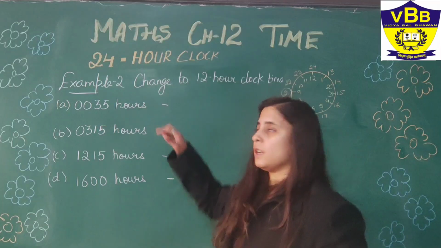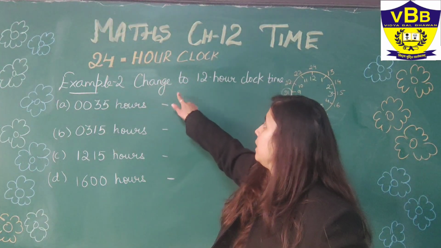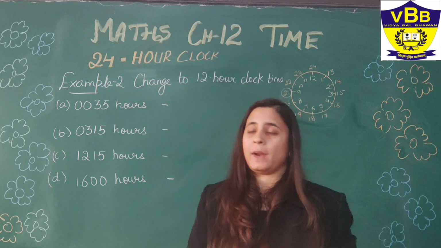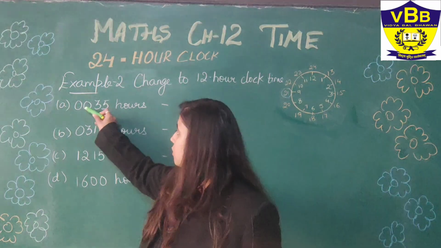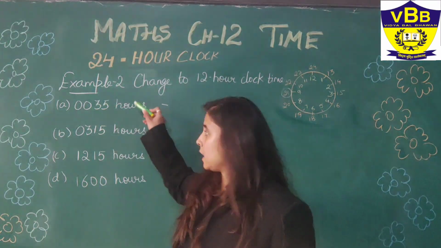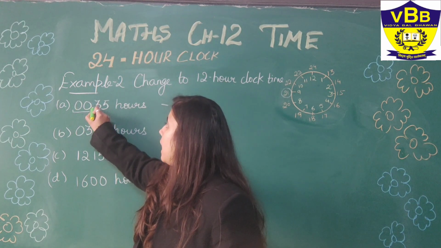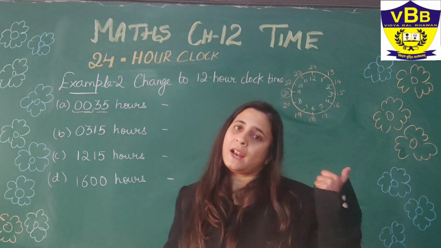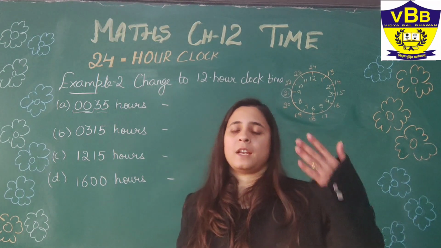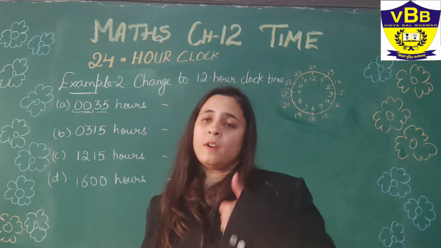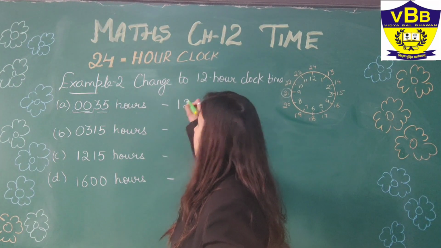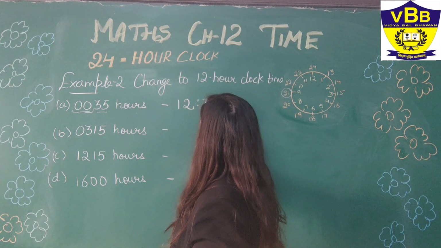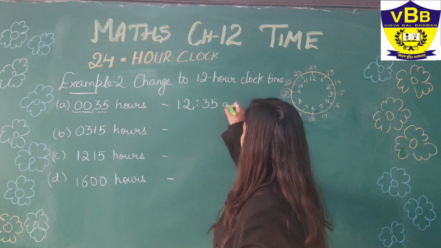Now here we are going to start with example number 2, where the timing is given to you in 24-hour clock format and we have to change it into 12-hour clock format. Here it says the timing is, A part says 0035 hours. So we know that the first 2 digits are hours, whereas the last 2 digits are minutes. So 00 means it is 12 at the midnight. I have already informed you that the day starts from 00 hours, that is 12 midnight. And the last 2 digits are telling us the minutes. So it will be 12:35, and as it is the midnight time, the time duration will be AM.